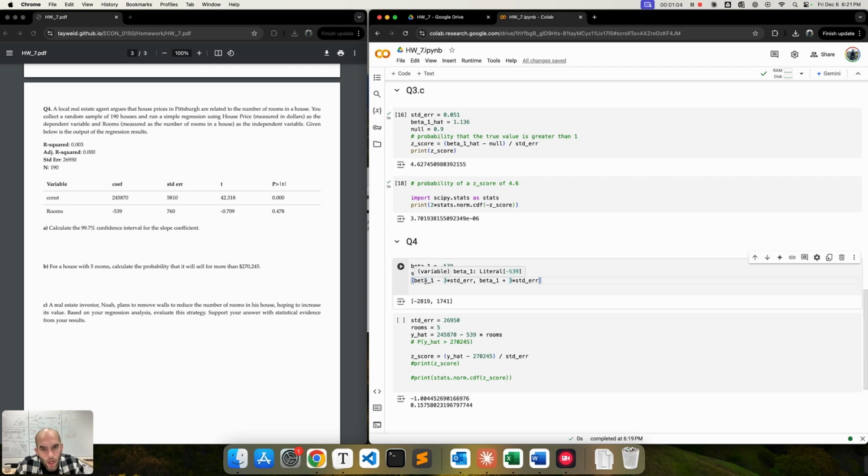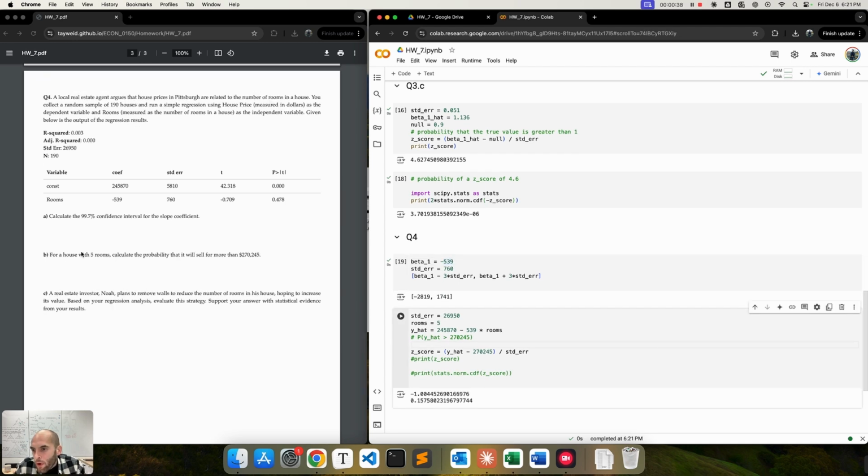Okay, so we have our beta 1, we have our standard error, and just like we always do, we're going to construct a confidence interval around the beta 1. So we multiply the standard error by 3 and subtract that from beta 1, and then we do the same thing but add it to beta 1. And this gives us some confidence interval.